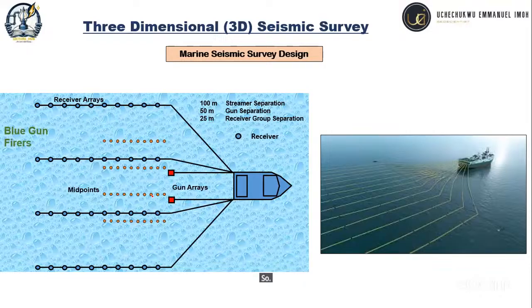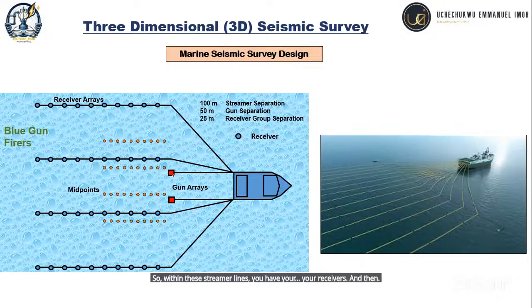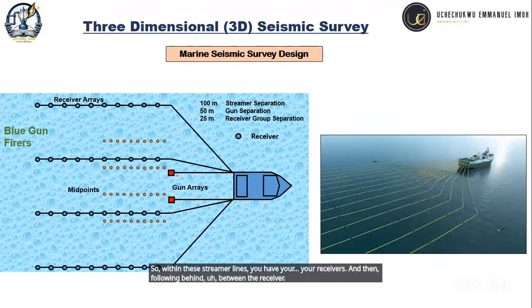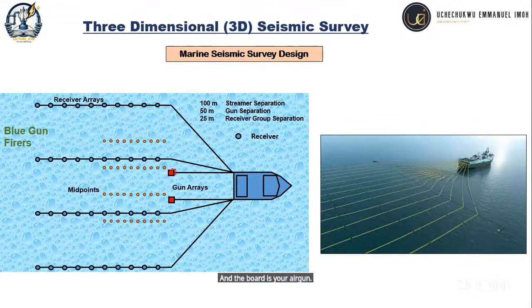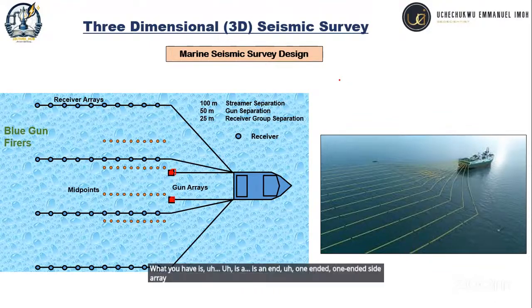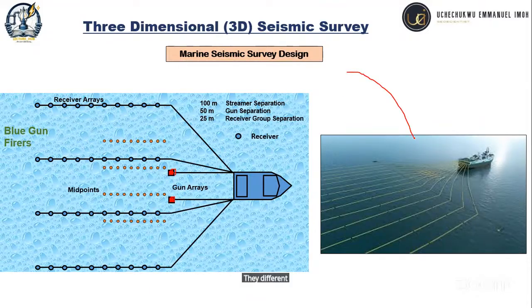So within the streamer lines, you have your receivers, and then following behind, between the receiver and the boat, is your air guns. So you fire the air guns, and the seismic wave travels and reflects, and the receivers behind pick them up. So for this one, you don't have a split spread array. What you have is a one-ended side array. So your seismic data will have a different shape than what we know earlier.